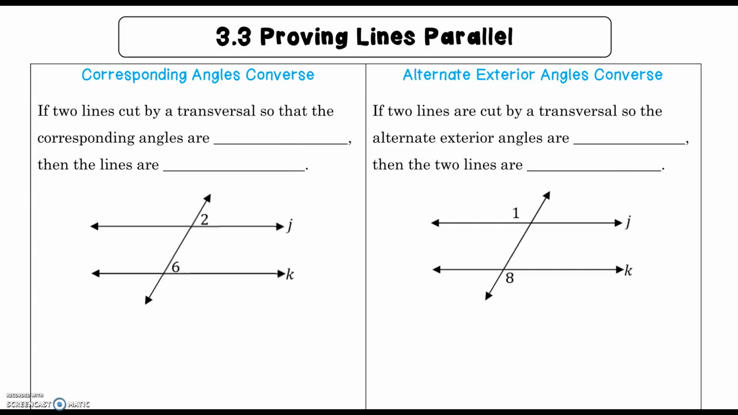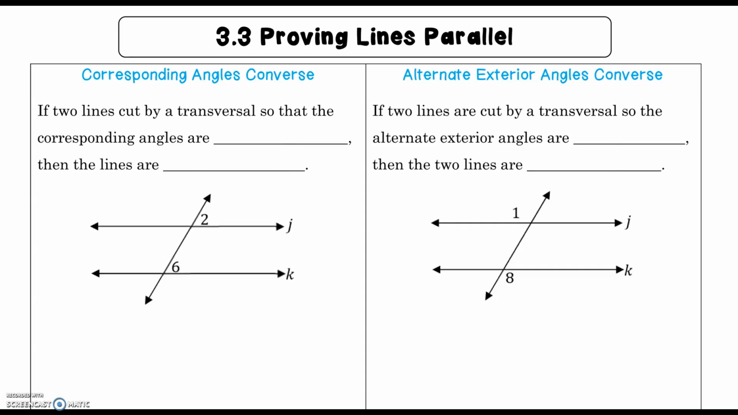Today we're going to start section 3.3, proving lines are parallel. Last section we said if two lines are parallel, then corresponding angles are congruent, alternate exterior angles are congruent, alternate interior angles are congruent, and consecutive interior angles are supplementary. So in this section we're just going to work backwards. So in this case we're going to talk about the converse.